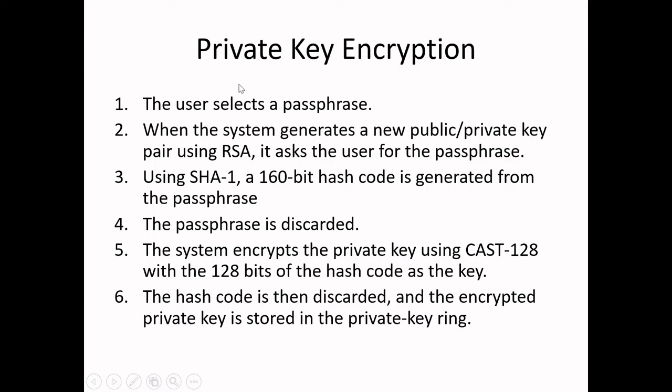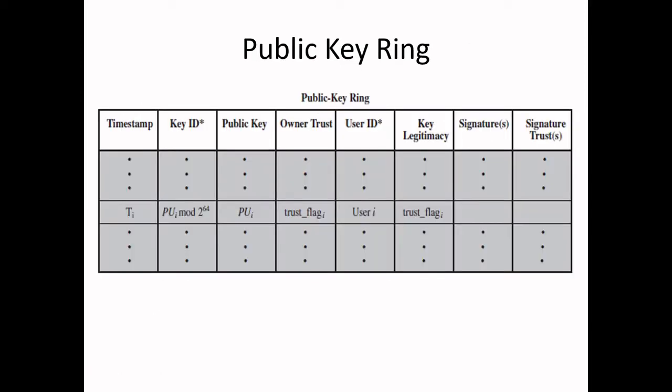So here first the passphrase is given, then the hash code of the passphrase is generated. The passphrase itself is discarded, and the system encrypts the private key using the hash code generated. But the hash code itself is not saved, it is discarded, and the encrypted form of the private key is stored in the private key ring. So this is how private key encryption is done.